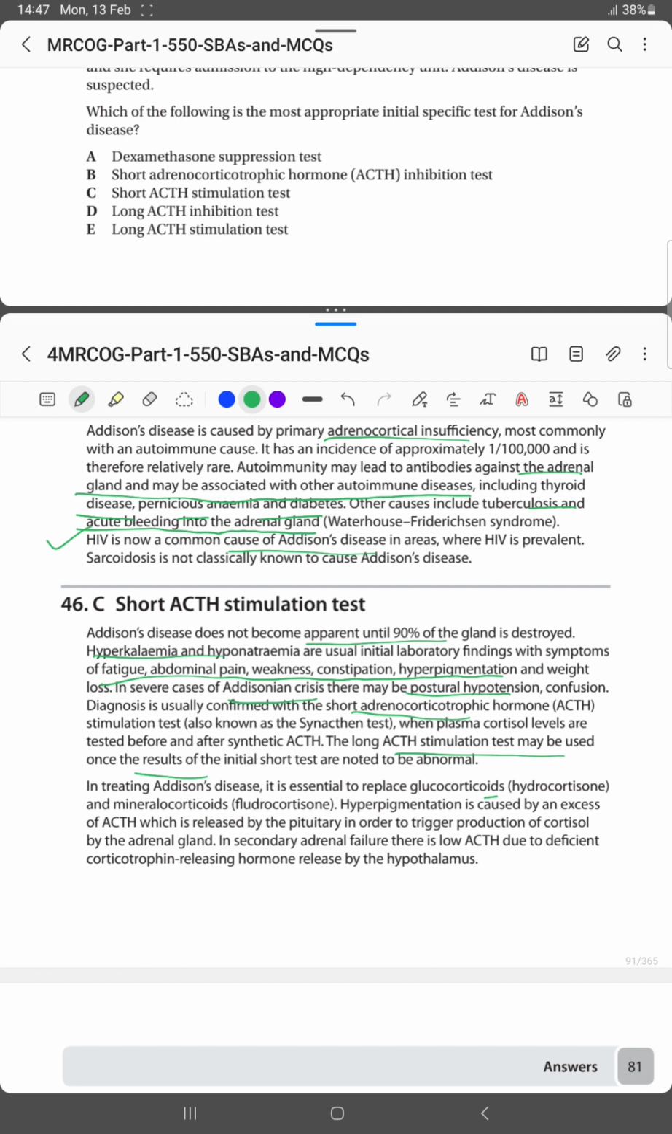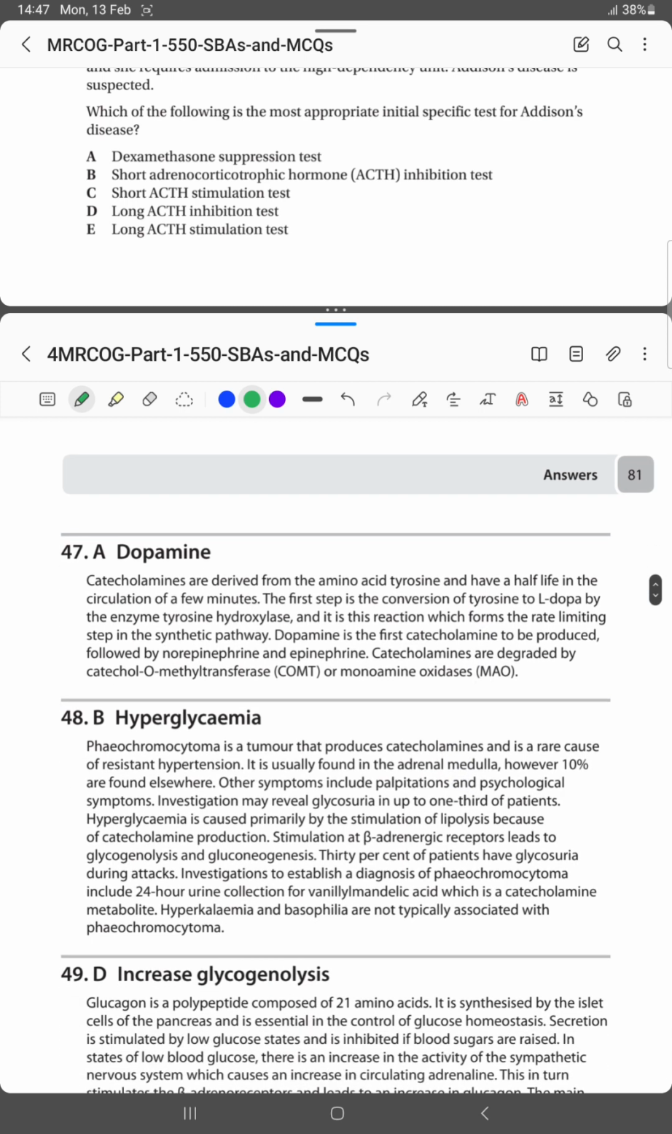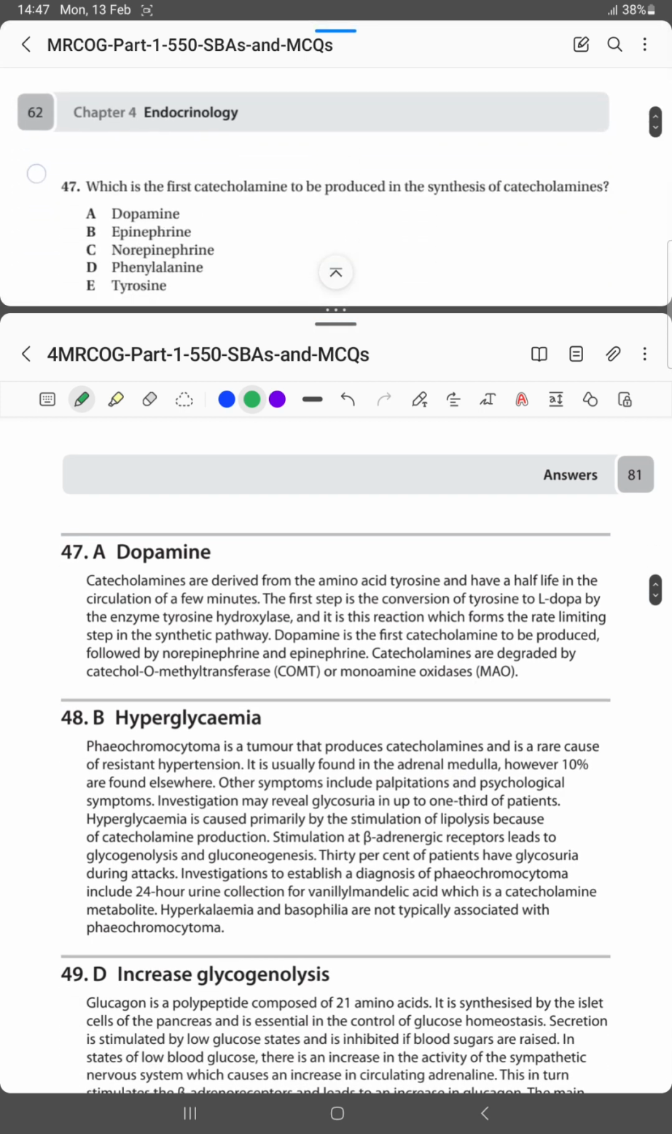In secondary adrenal failure, there is low ACTH due to deficient corticotrophin releasing hormone, which is released by the hypothalamus. Let's move to the next question.